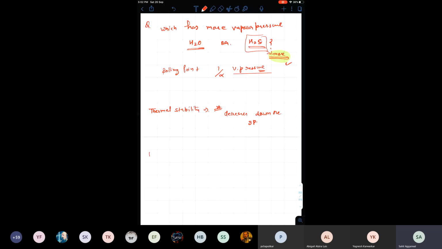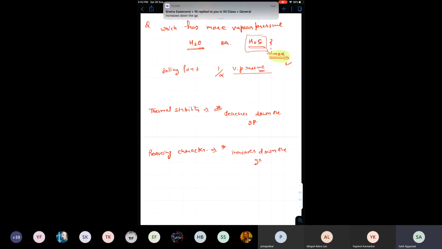Reducing character increases down the group. This we have all done in the 15th group only. Explanation also I gave there only.